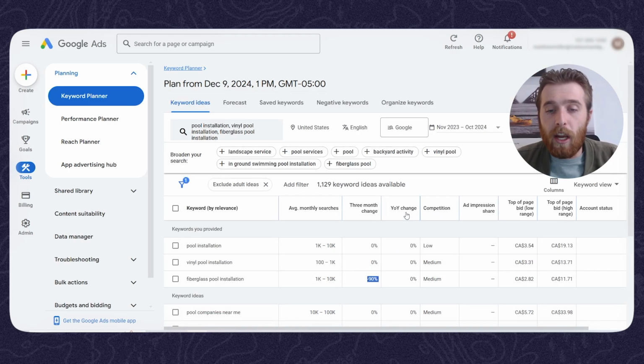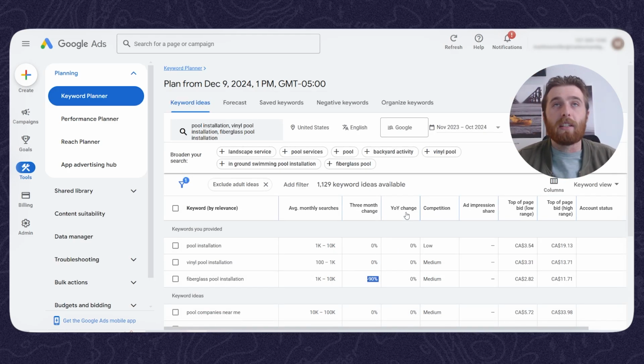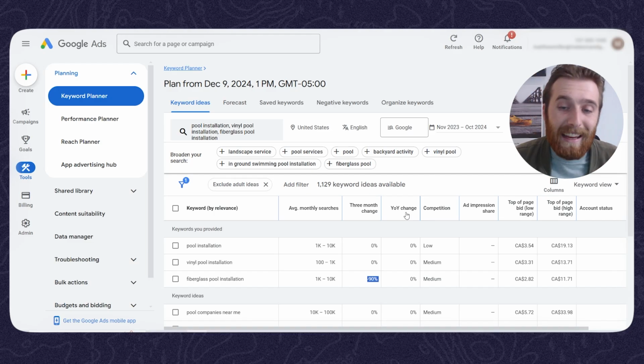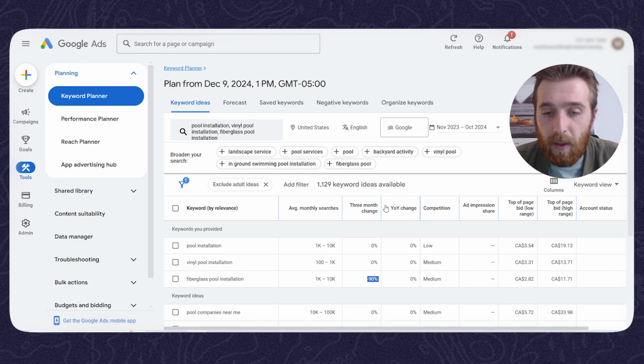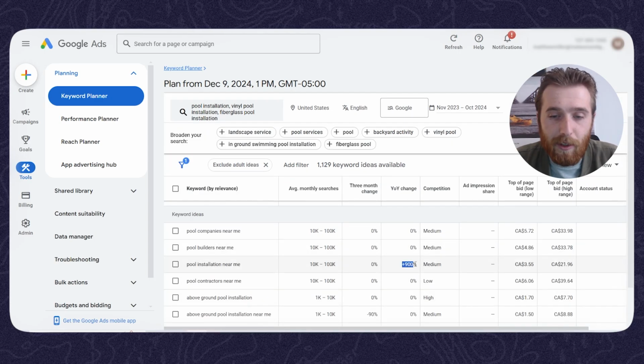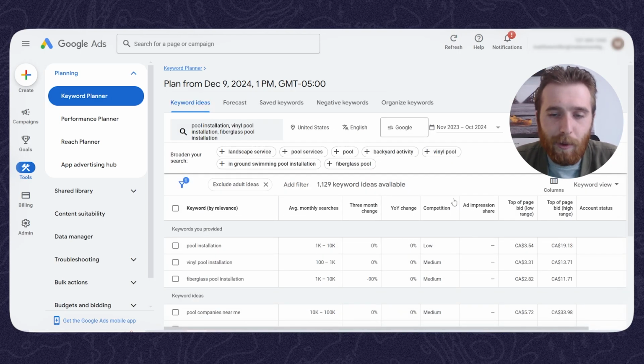The year-over-year change is essentially the same thing, but as opposed to a 3-month change, it's based over a year. As we saw during the pandemic, there was a massive rise in pool sales, and the year-over-year was actually up quite substantially, as you can see here, plus 900% in some locations.